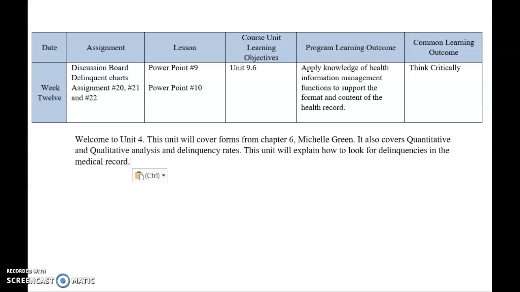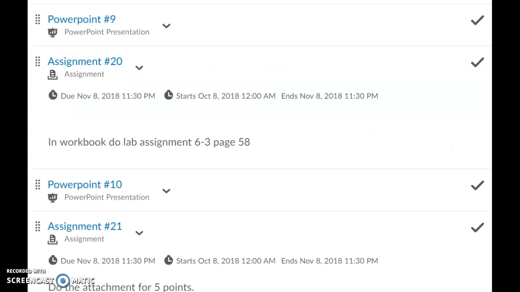So this week, you're going to review PowerPoint number 9 and number 10, and make sure you review these lectures. There's also going to be a discussion board on delinquent charts. You have assignments number 20, 21, and 22. So let's just briefly look at 20. Now keep in mind, this is out of your workbook, lab assignment 6-3.